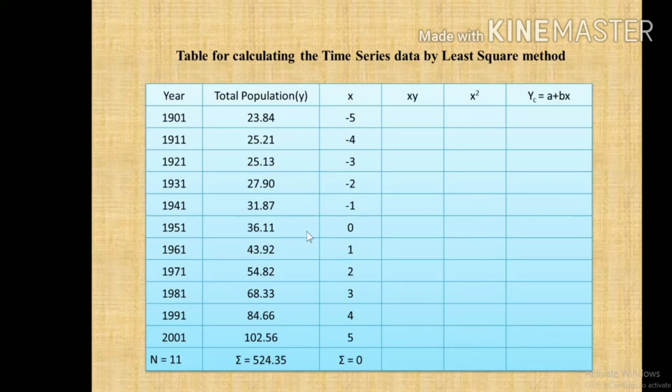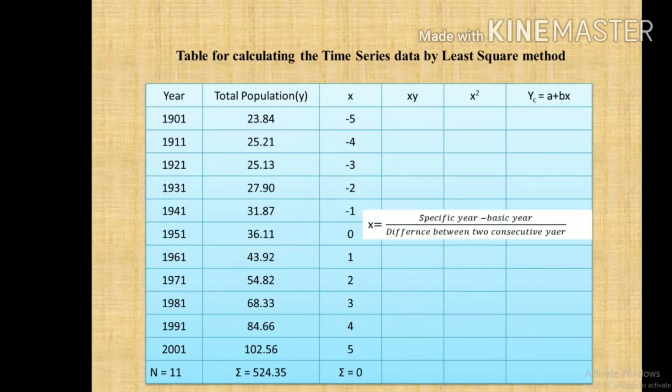You can obtain the value of x by using this formula, that is x equals the specific year minus the basic year, divided by the difference between two consecutive years. In the case of the year 1951, the specific year is 1951 minus the basic year, also 1951, divided by the difference between two consecutive years, meaning 10 years. So the result is 0.